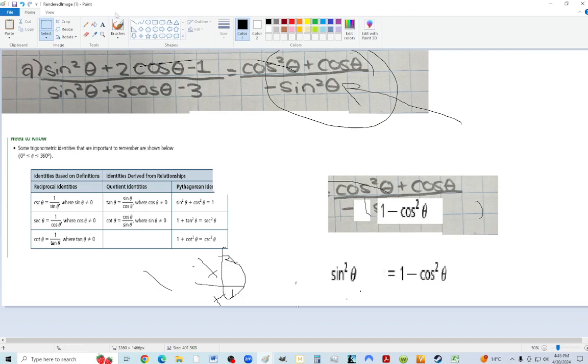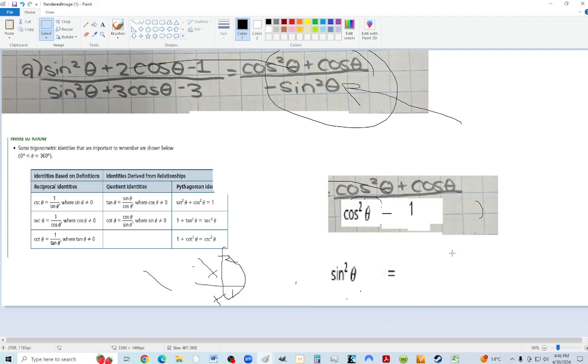And now I'm going to multiply that -1 back into it. -1 times 1 is -1. -1 times minus cos squared is positive cos squared. So suddenly we're going to get cos squared -1 when I put that -1 back into it. So we get rid of that -1 and we get cos squared -1.